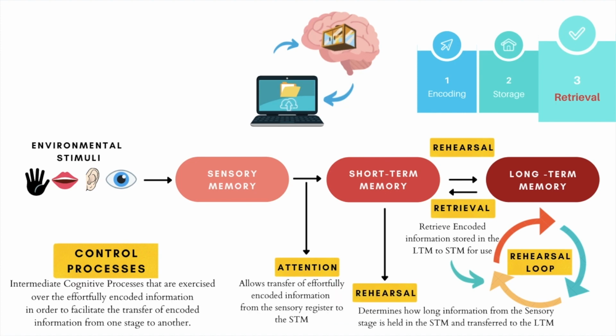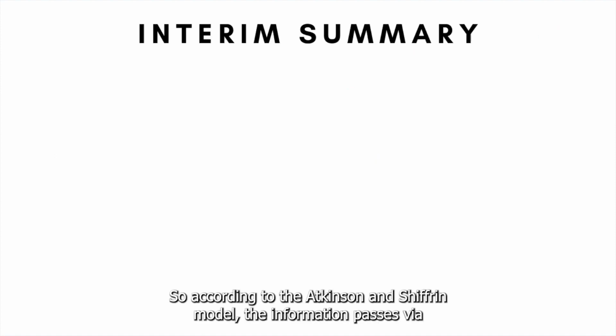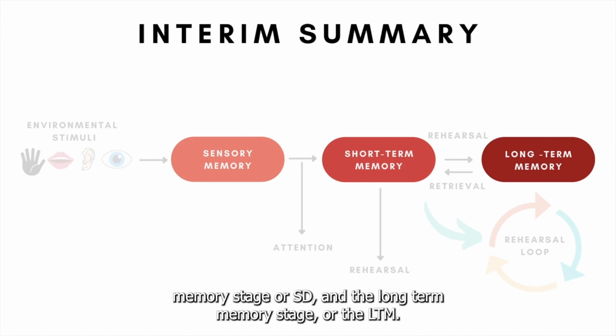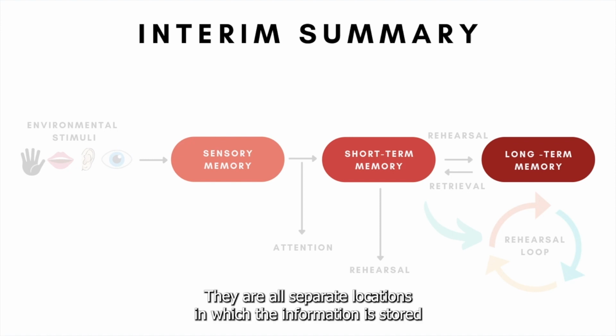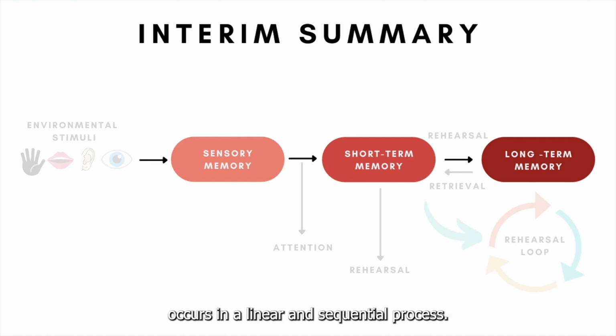Alright, so let's look at an interim summary of the model so far. According to the Atkinson-Shiffrin model, information passes via 3 stages, which include the sensory memory stage, the short-term memory stage or STM, and the long-term memory stage or LTM. They are all separate locations in which the information is stored as per the model. As per the schematic, information transfer from one stage to the other occurs in a linear and sequential process.